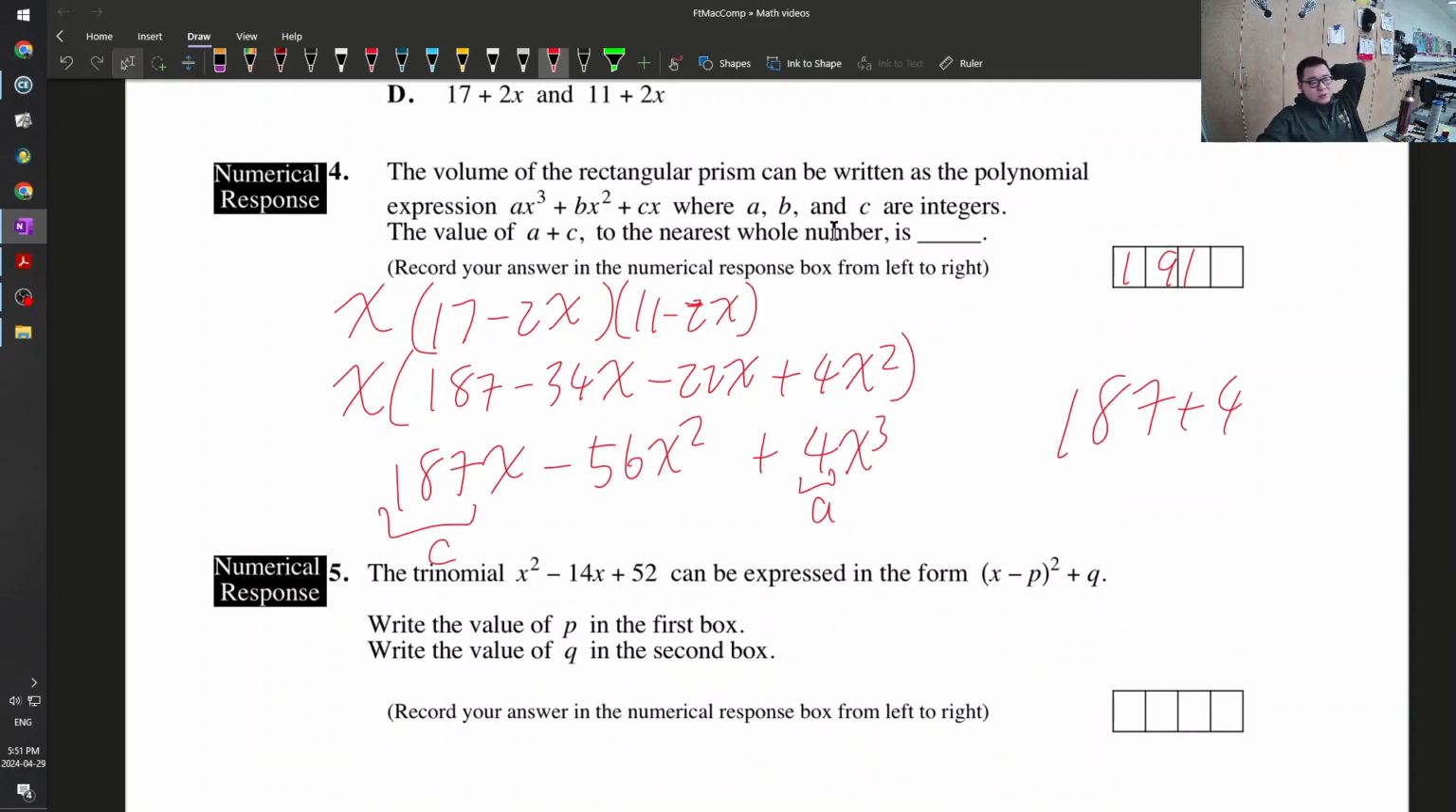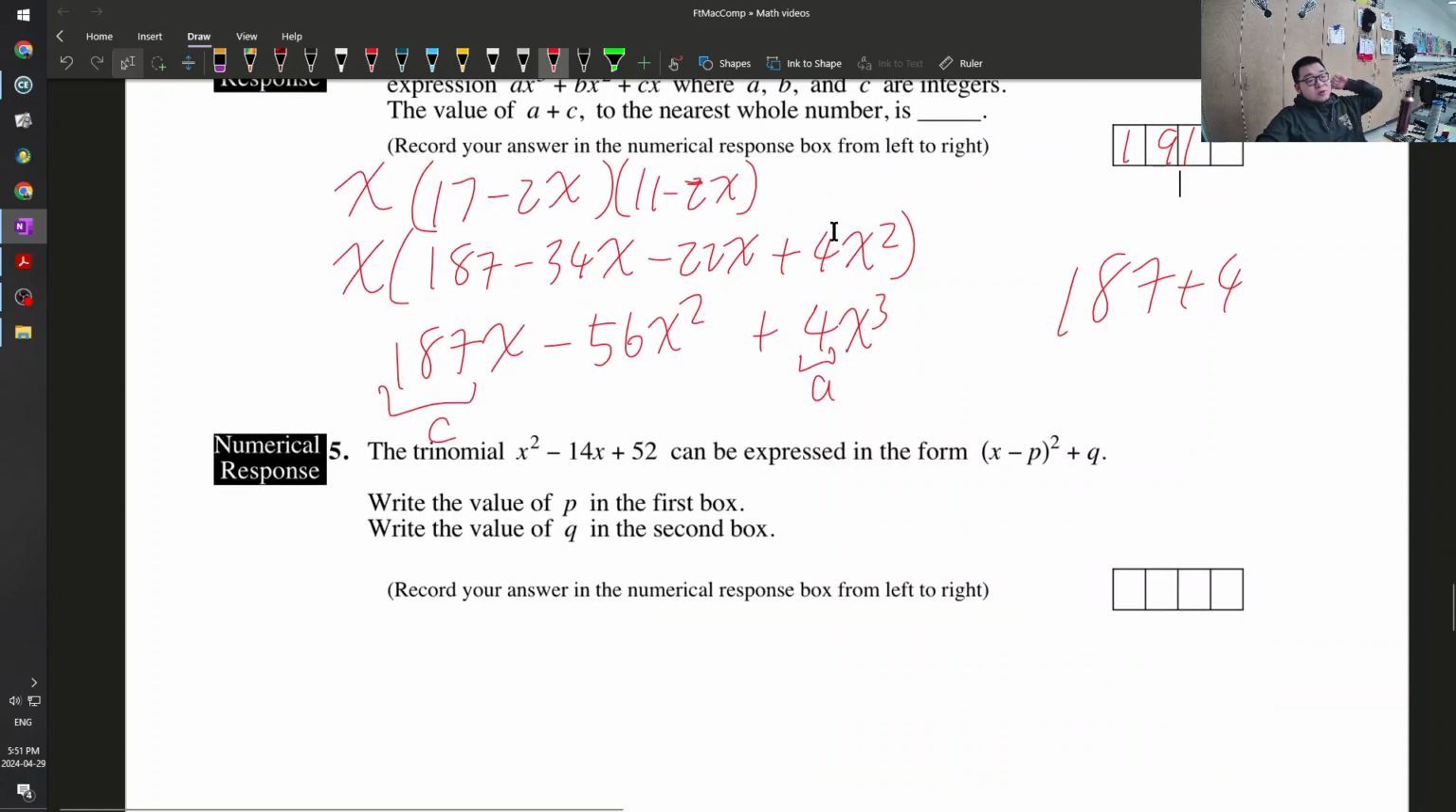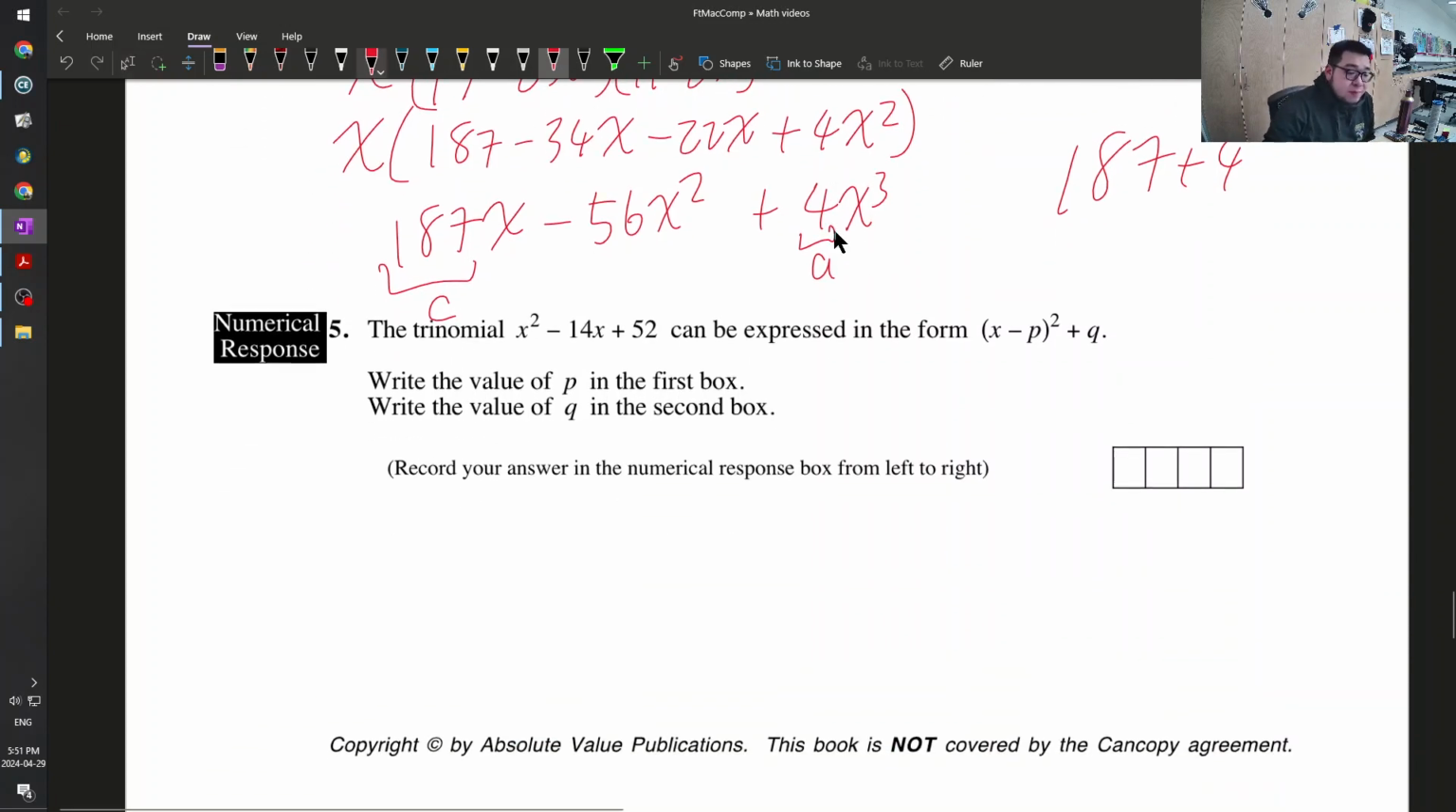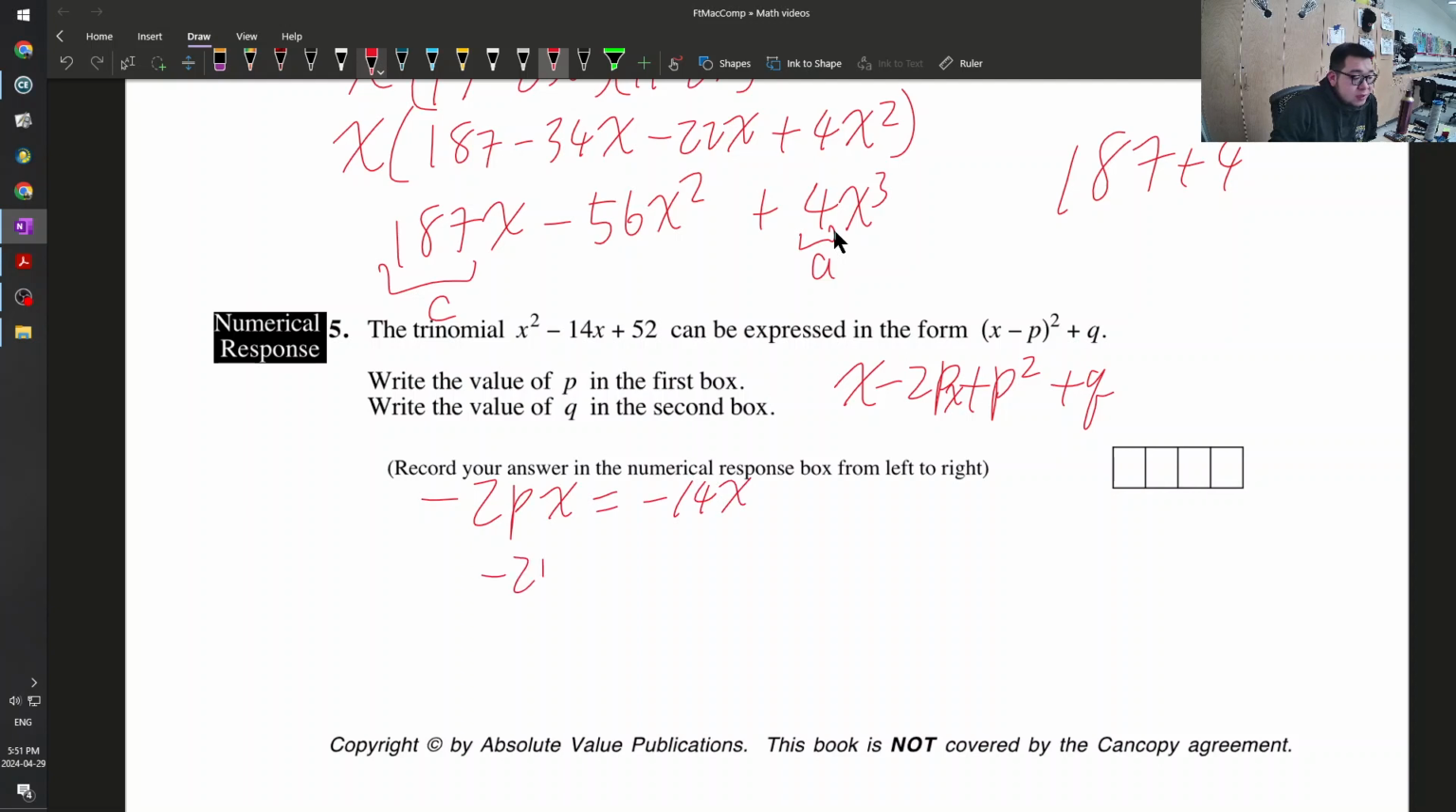So this is a little bit hard. This talks about completing the square, okay? But if you expand this, we get x squared minus 2px plus p squared plus q. From observing this, we know that negative 2px must equal negative 14x. Divide both sides by x, we get negative 2p is equal to negative 14. Divide both sides by 2, we get p is equal to 7.